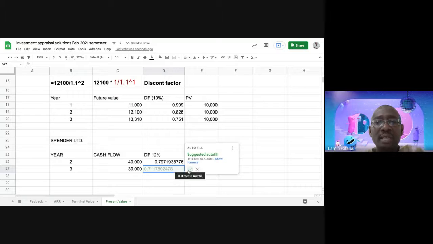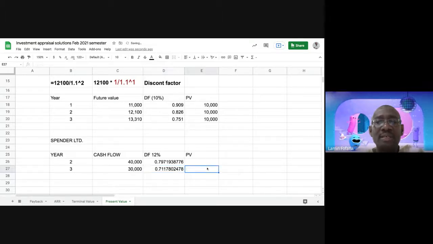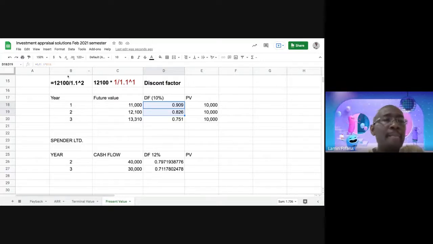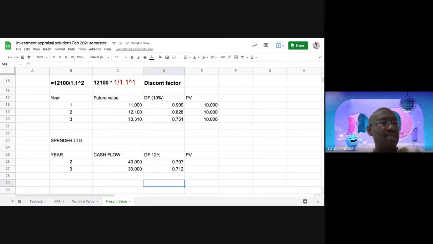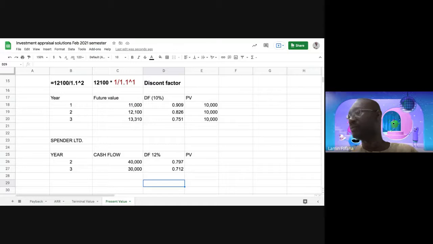And we accept that. So we use our 3DP format, we just use that here. So it's 0.797, 0.712. Is that clear, everybody? Are you following? Please, this is a must.